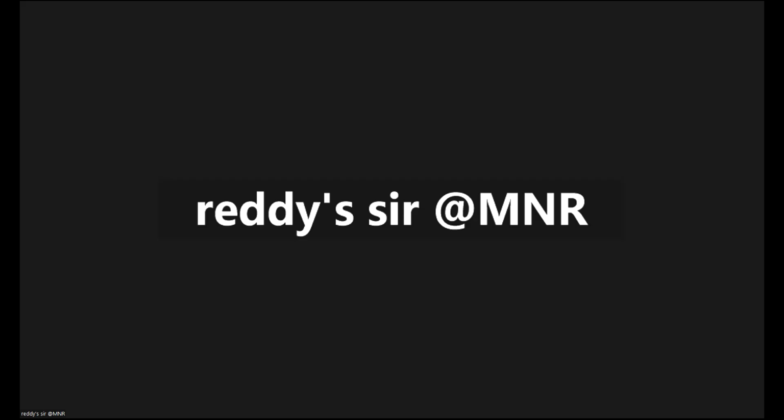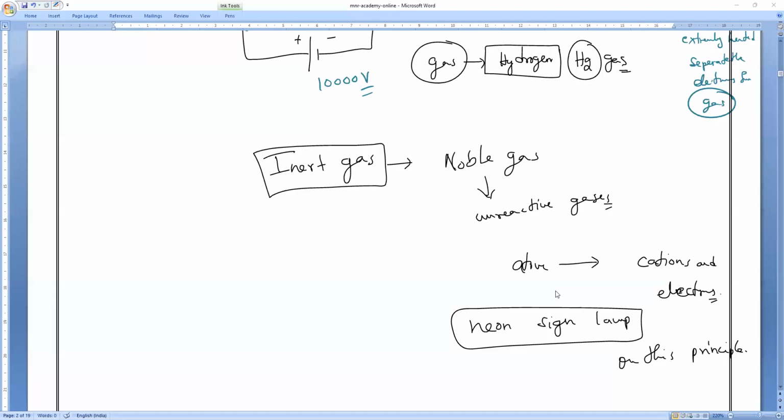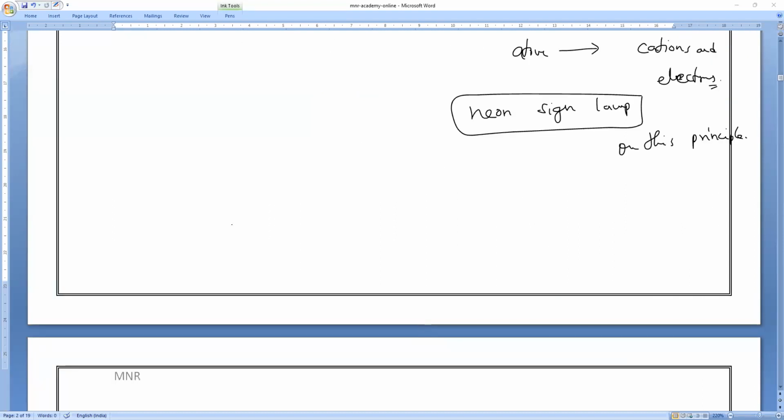Now, as I told you, instead of inert gases, suppose hydrogen gas is taken in the discharge tube. What will happen, everyone? Hydrogen gas is diatomic or monoatomic? Diatomic. First step, under low pressure, if I pass the electric discharge, they will break into atoms.